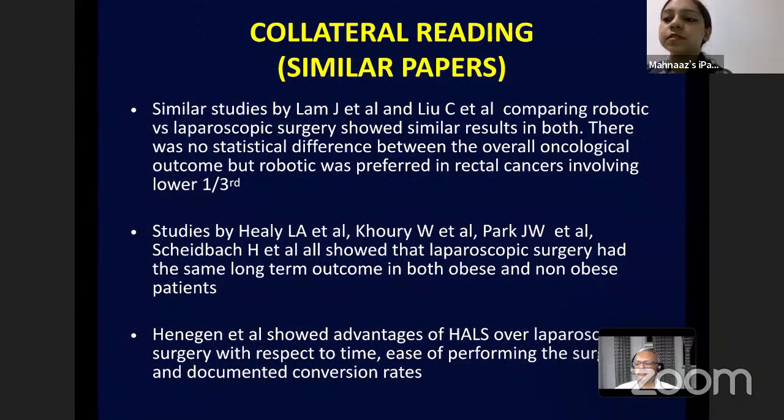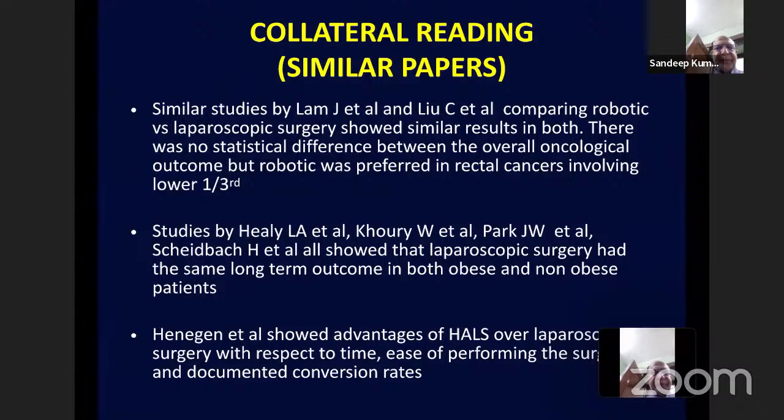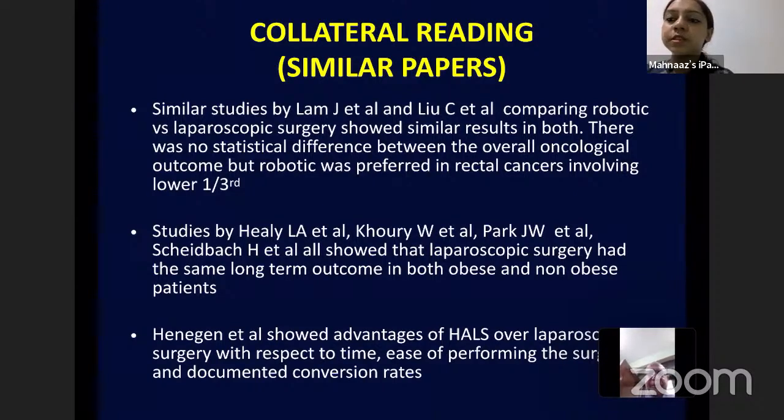We went through similar studies done by Lam J et al. and Liu C et al. It compared robotic versus laparoscopic surgery, and it showed similar results in the overall oncological outcome, but it said that robotic surgery was preferable in lower rectal cancers, mainly because of its better accessibility. And studies by Haley et al. showed that laparoscopic surgery, robotic surgery and open surgery were almost the same in both obese and non-obese patients.